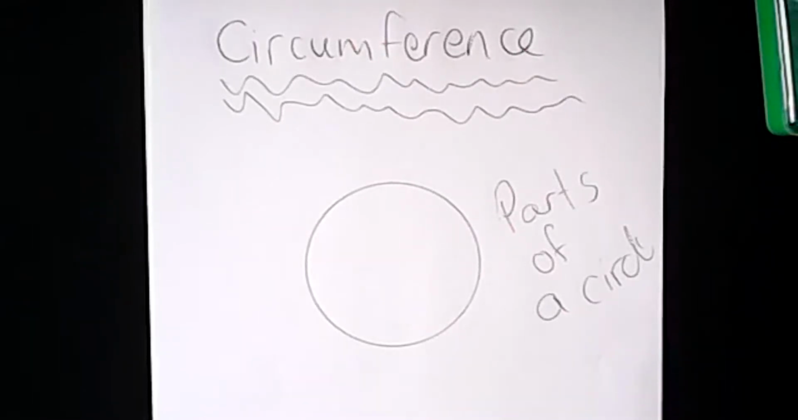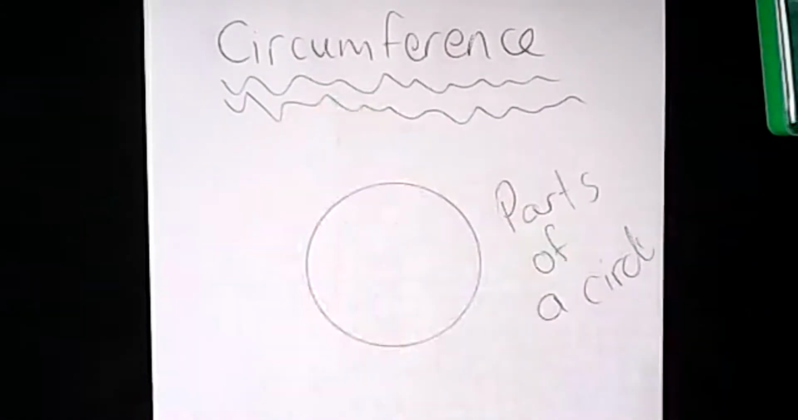So we're on circumference of circles. Yesterday we learnt about pi. We unlocked the myth of pi. But today we're going to look at how that's used in relation to circumference and just have a little sidetrack to start off with about parts of a circle. Okay, so let's just run over some revision first of all about circles, and then we'll move on to circumference.